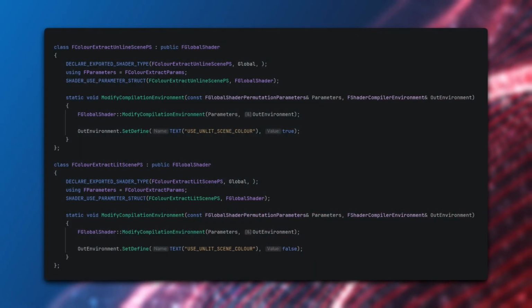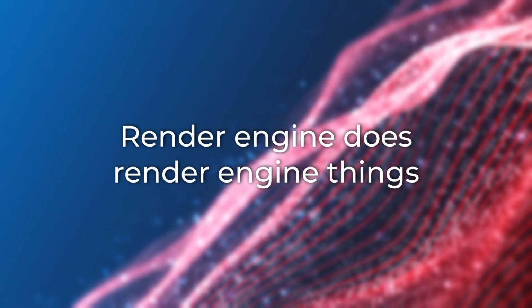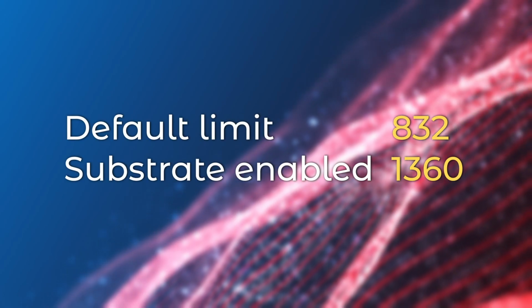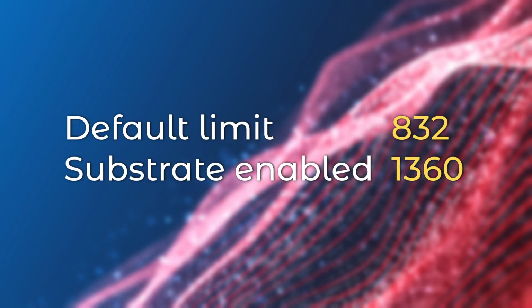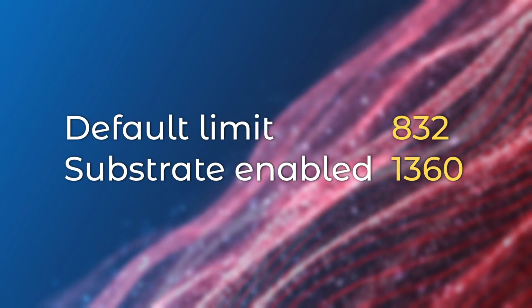Otherwise, we would have to create a new global shader for each variation. This means that the engine will call the right permutation depending on the values we give for each permutation vector, as it creates a shader for each and every permutation that gets used. It's worth noting that there is a limit coded into the engine. It's 832 permutations, but if you have substrate enabled, it goes up to 1,368 permutations.